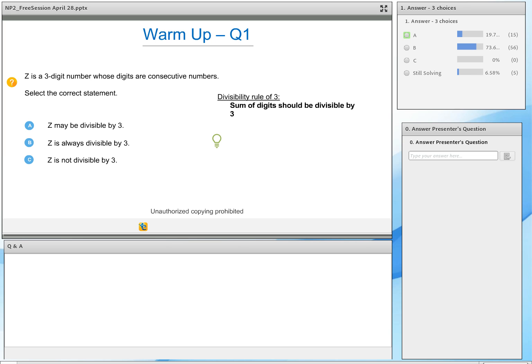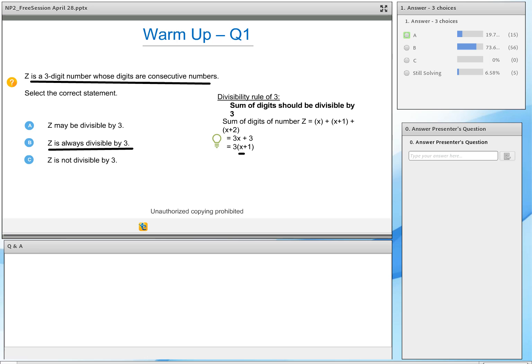So what you've been given is Z is a 3-digit number whose digits are consecutive numbers. So if I simply assume that the first digit of the number Z is X, then I know that the second digit is X plus 1 and the third digit is X plus 2. So the sum of the digits of the number Z is X plus X plus 1 plus X plus 2. If I simplify this, the sum of digits of Z is equal to 3X plus 3. Now this number is always divisible by 3 regardless of the value of X. So that's why, if this condition is true, then Z is always divisible by 3.